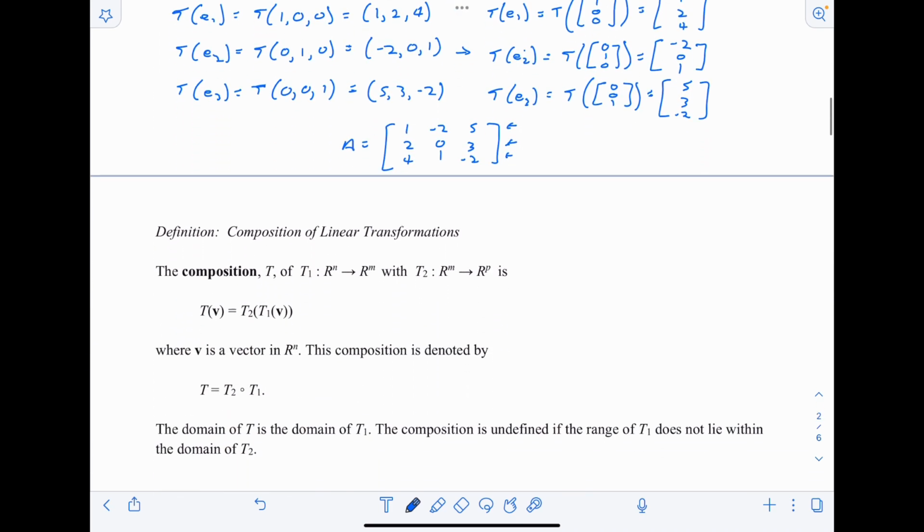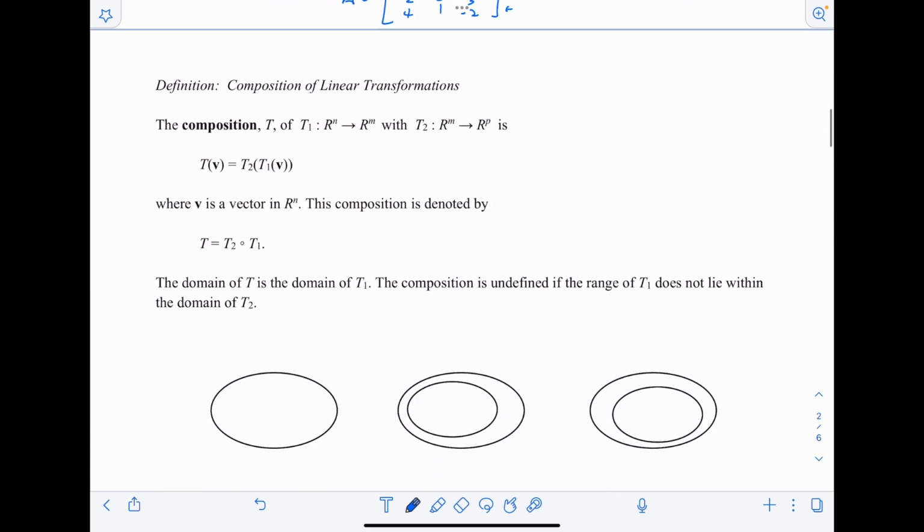All right, so the next definition is a composition. You might remember compositions from previous algebra courses, where a composition is like f of g, where you're taking one function and plugging it into another function. Same idea here. So when we talk about a composition of transformations, here we've got T1 and T2. T1 mapping Rn to Rm.